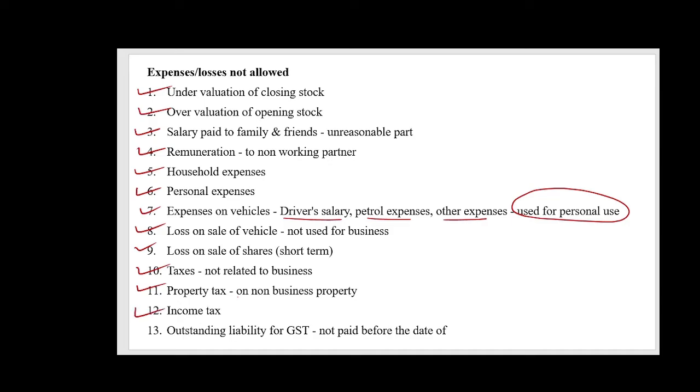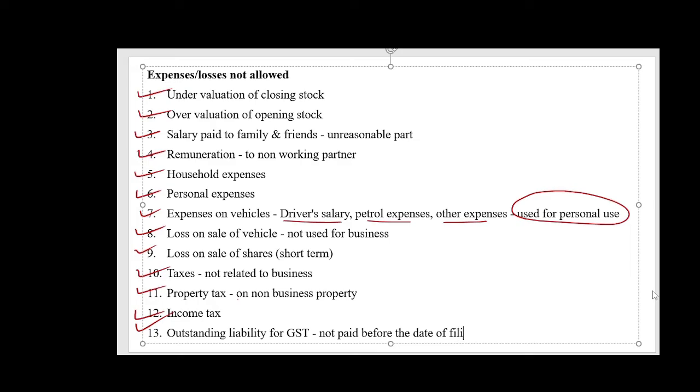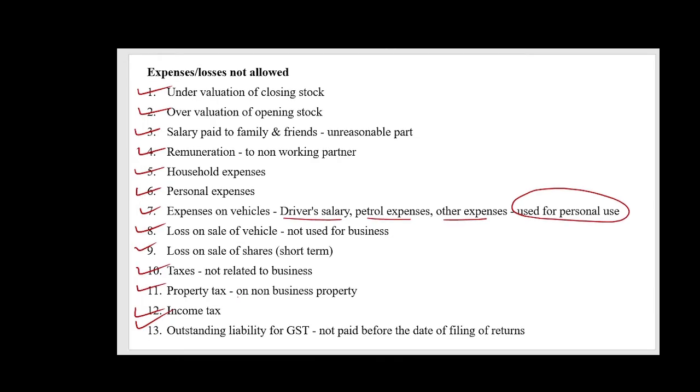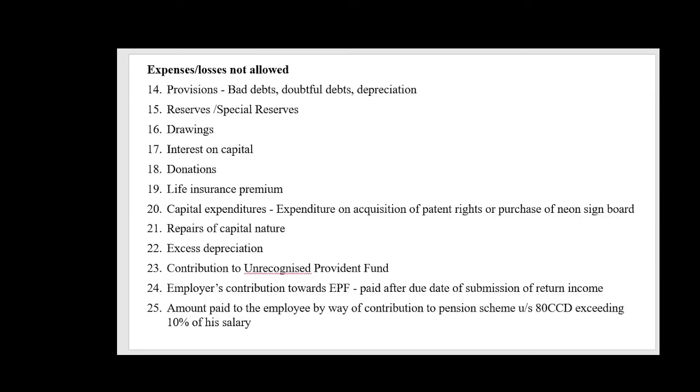Income tax is not allowed because it's a personal expenditure. Outstanding liability for GST, which is not paid before the date of filing of returns, is also not allowed. Then provisions, any type of provision, all types of provisions, provision for bad debts or doubtful debts or provision for depreciation are not allowed. All types of reserves are not allowed, whether it is any general reserve or whether it is special reserves. Drawings of partners is not allowed.